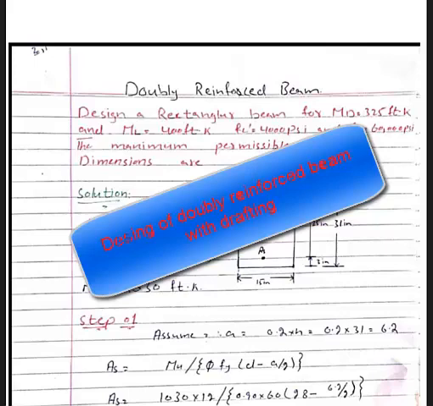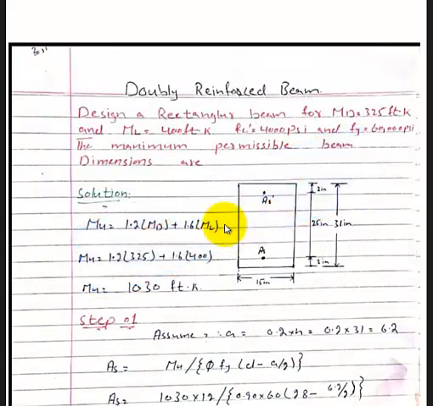Bismillahirrahmanirrahim. Today the topic is about the design of a doubly reinforced beam. The question is: design a rectangular beam for a dead load moment of 325 feet-kips and a live load moment of 400 feet-kips.